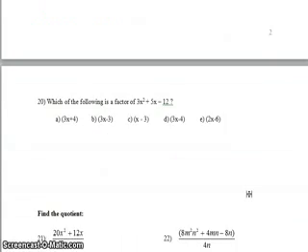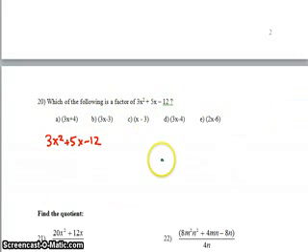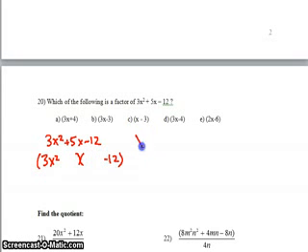Okay. Now, 20. Which of the following is a factor of 3x squared plus 5x minus 12? Okay. What we're going to have to do is factor this and see which one fits. Okay, so let's start right over here. So we've got 3x squared plus 5x minus 12. Okay. Now, let's see, we're going to have a 3x squared on this side. And we have a minus 12 on this side. So we can do our x box. Okay. 3 times negative 12 is negative 36, so that's going on top. And positive 5 on the bottom.